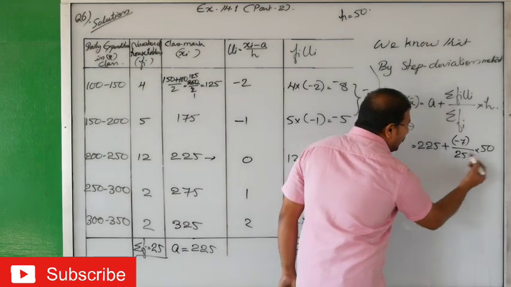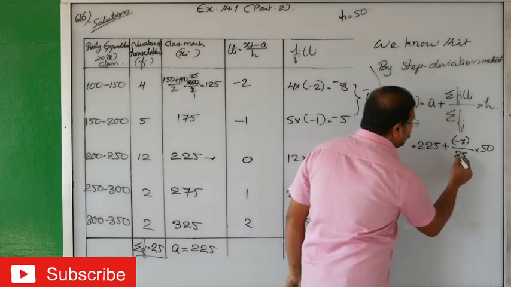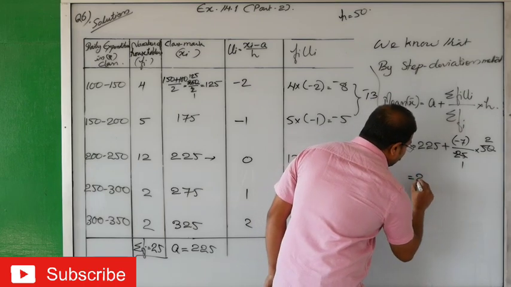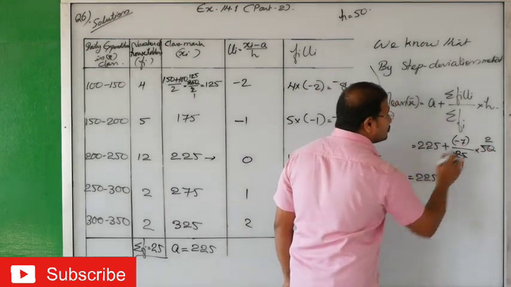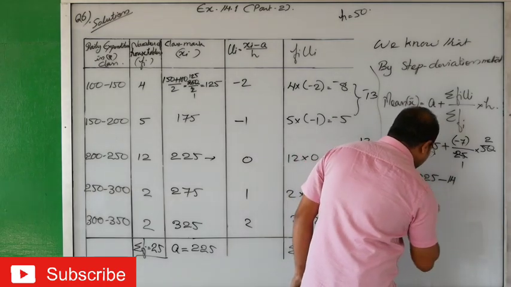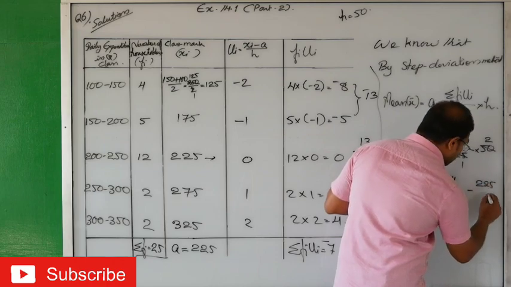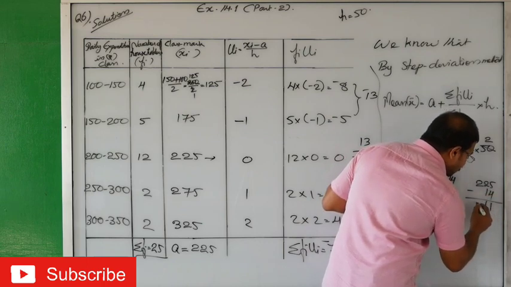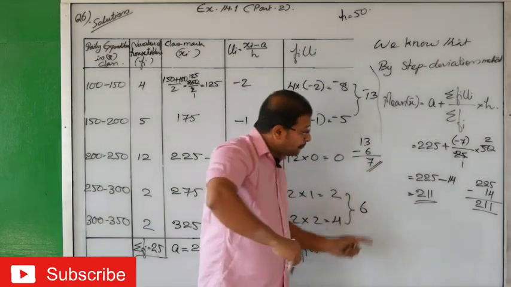Ready? Now what will you do? 25 and 50 you can cancel. 25 twos are 50. Ready? Equals 225 plus into minus, minus 7 twos are 14. Equals, now what will you do? Minus. That means 225 minus 14. 5 minus 4, 1. 2 minus 1, 1. 2. That means your answer is 211. Of course the answer is in rupees, isn't it? Okay.